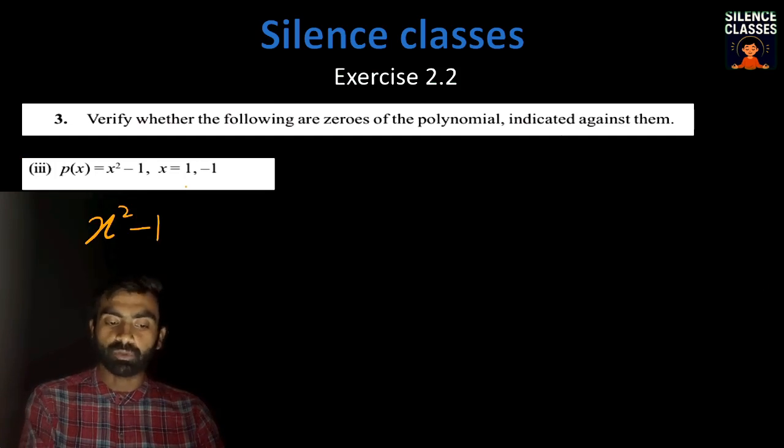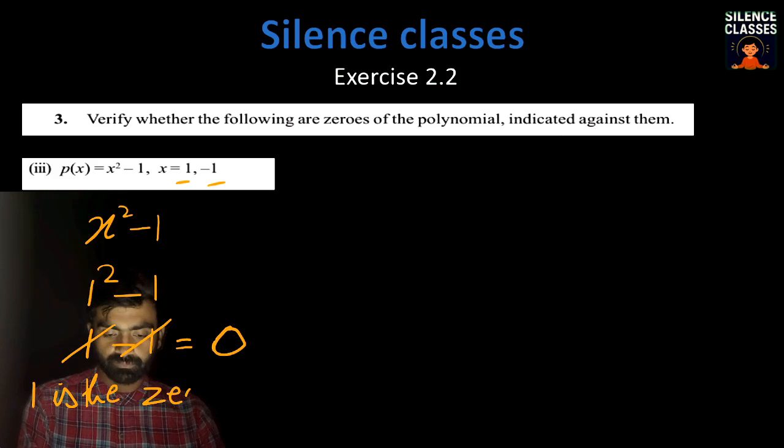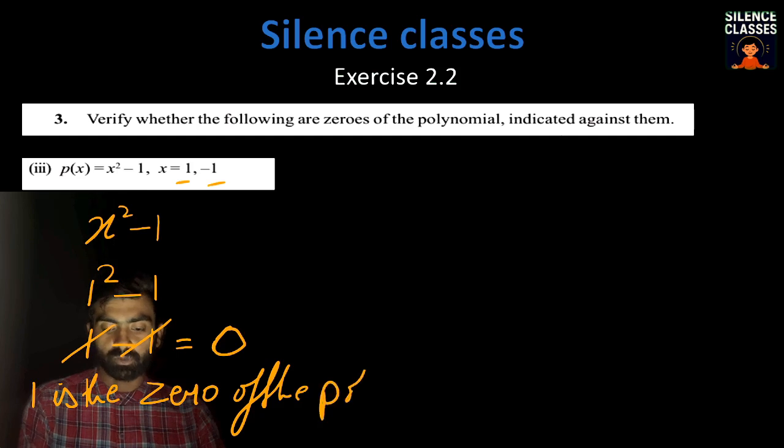Let's move to the third part, where x square minus 1 is given. First of all, in place of x we have to put 1, and then in place of x we have to put minus 1. So first I am putting 1. 1 square minus 1, we will get 1 minus 1. We can cut it out, it will become 0. So we can say 1 is a zero of the polynomial.